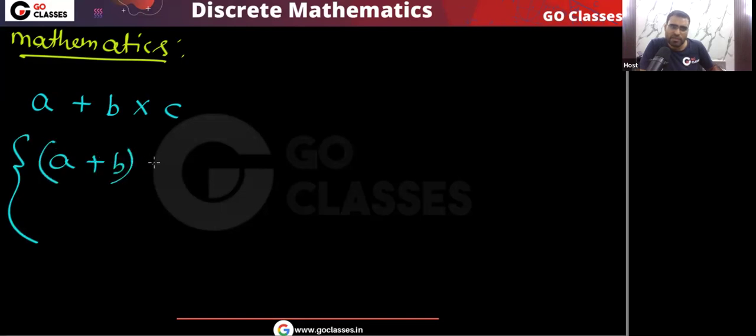Priority order. In our regular mathematics, you already know what the priority order is, right? Tell me one thing. If I say A plus B multiplied by C, what does this actually mean? Does it mean (A plus B) multiplied by C, or A plus (B multiplied by C)? In regular mathematics, what does this expression mean?